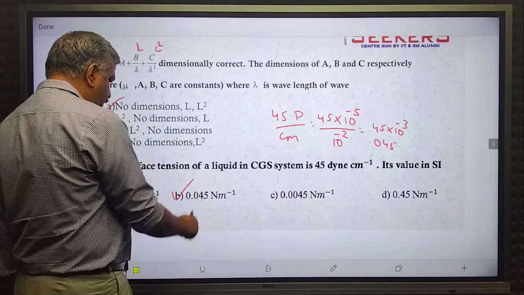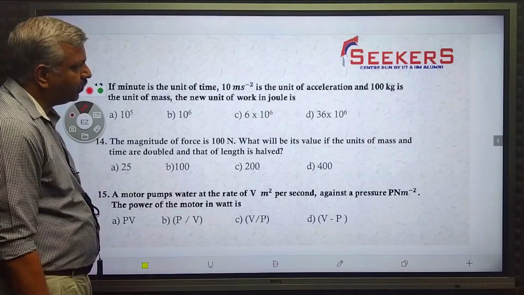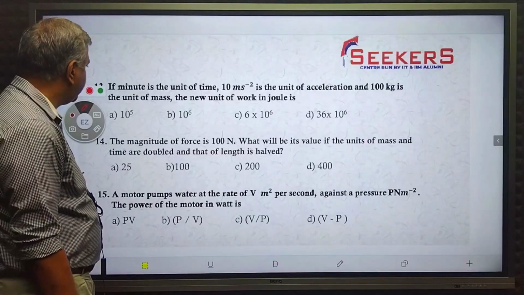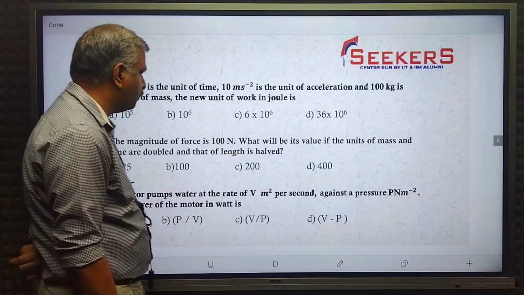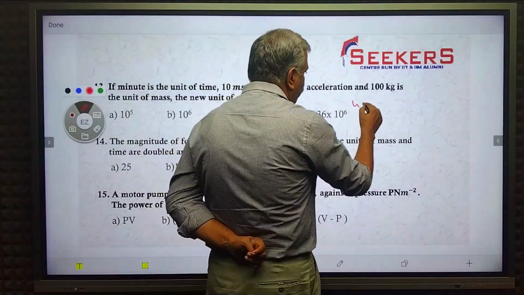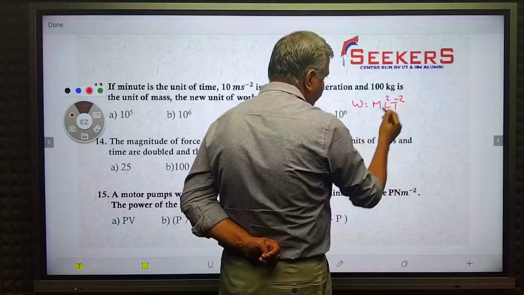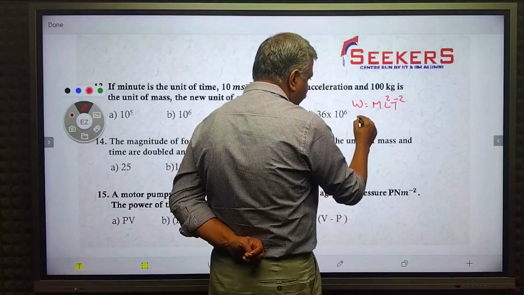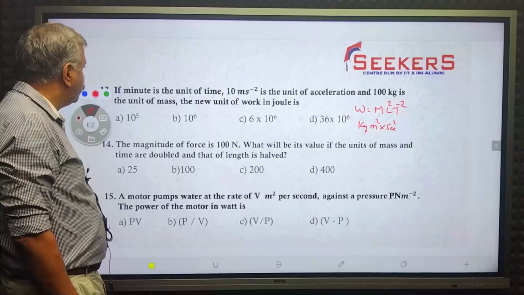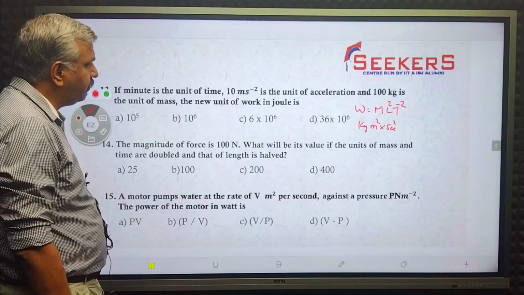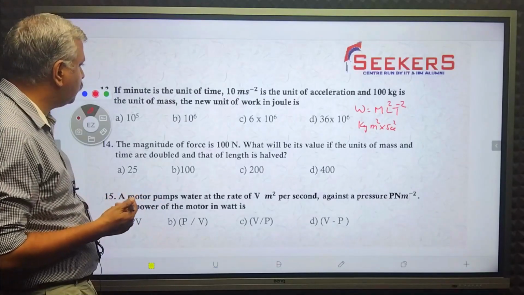If a minute is the unit of time, 10 meters per second squared is the unit of acceleration, and 100 kg is the unit of mass, then the new unit of work in joule will be how much? So now work is equal to M L squared T power minus 2. So that is kg meter squared per second squared. So if the minute is the unit of time, 10 meters per second squared is the unit of acceleration and 100 kgs is the unit of mass.